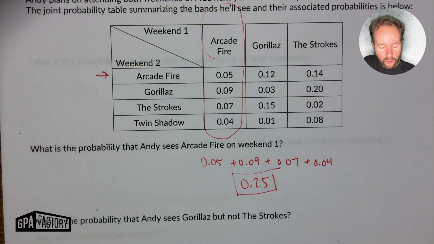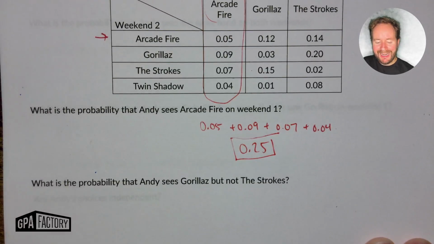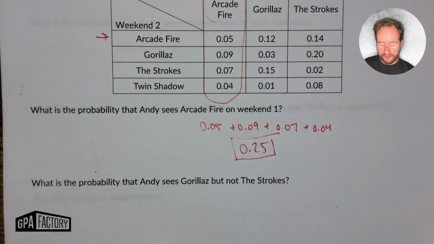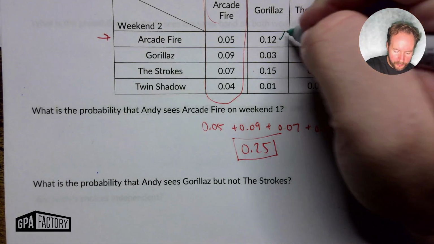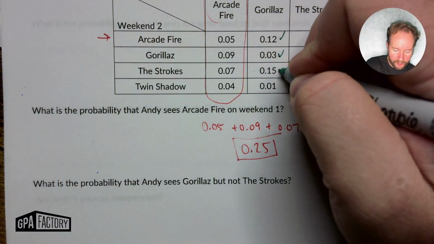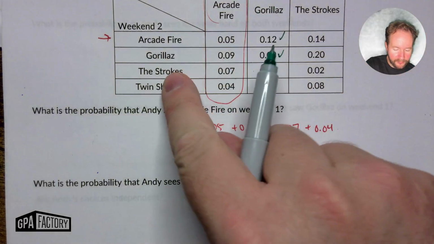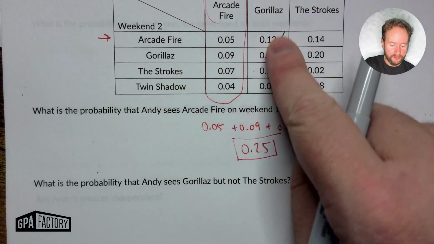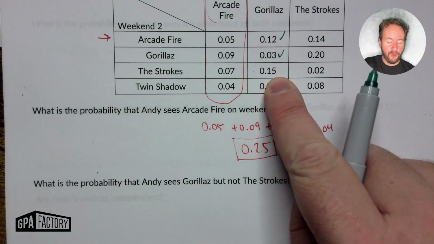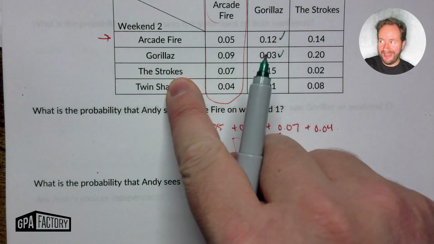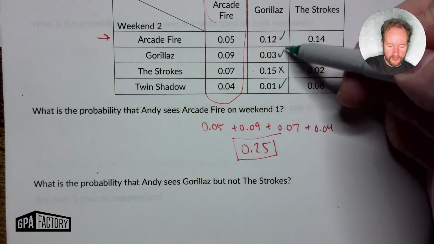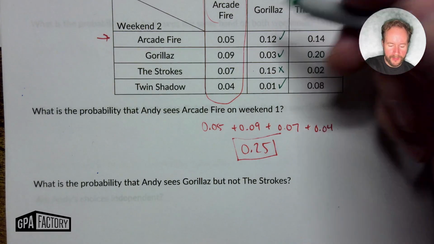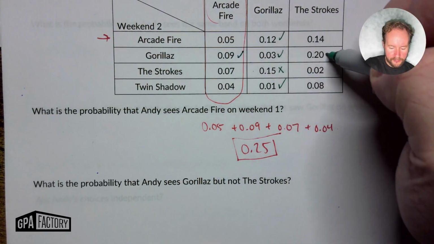Okay, next one. What's the probability that Andy sees Gorillaz but not the Strokes? There's two ways to do this. I want to see Gorillaz, so this would be Gorillaz, this would be Gorillaz, this would be Gorillaz, but notice it's the Strokes, so I can't count it. So Gorillaz, Gorillaz, I can't count this 0.15. It is Gorillaz, but I said I can't see the Strokes, so I'm not going to count this one. And Gorillaz, Gorillaz, Gorillaz, but not the Strokes. And then I can also say Gorillaz, Gorillaz.